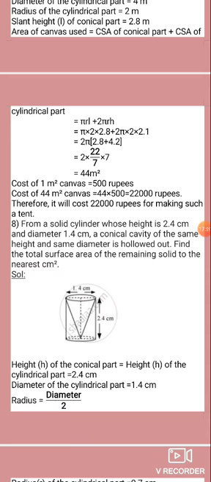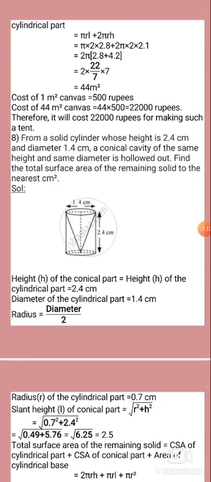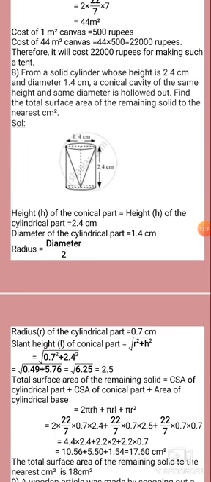So radius is equal to diameter by 2. So 1.4 by 2 is equal to 0.7. Slant height of the conical part is equal to square root of r square plus h square, which is equal to 0.7 square plus 2.4 square. That is 0.49 plus 5.76 is equal to 6.25. So its square root is what? 2.5.